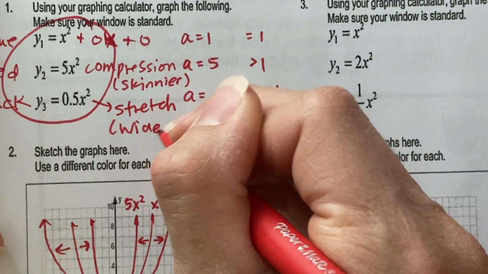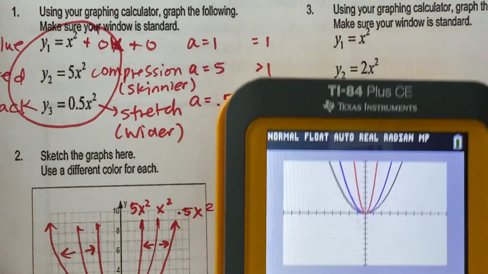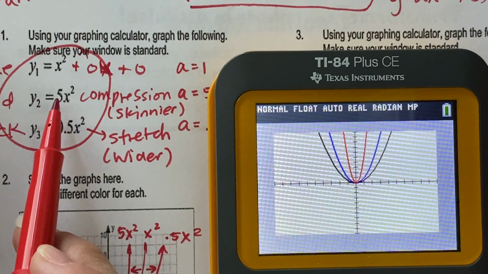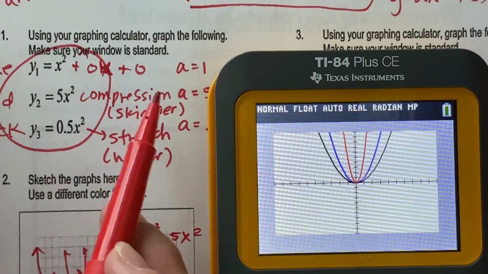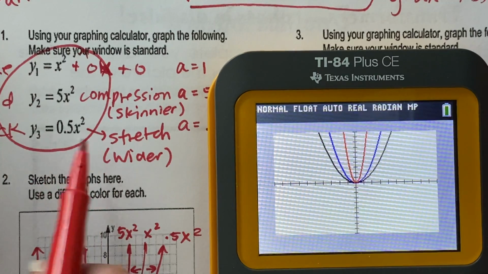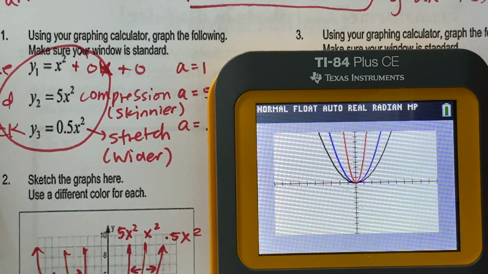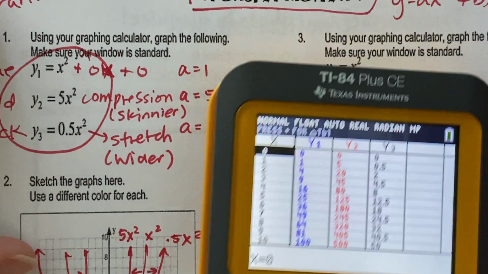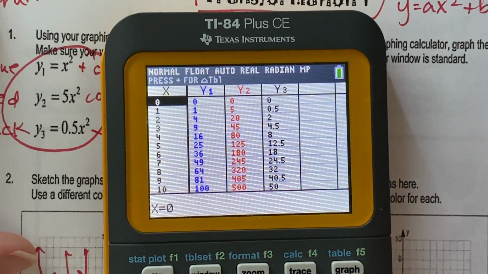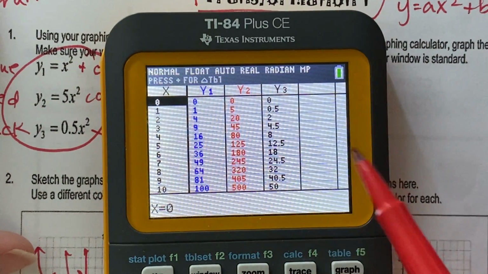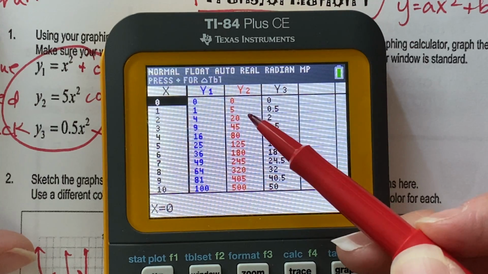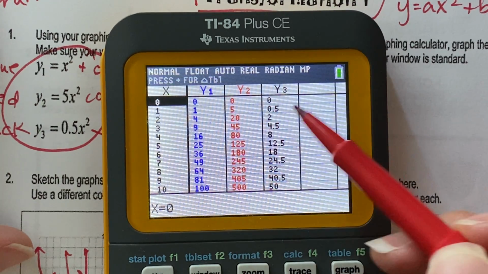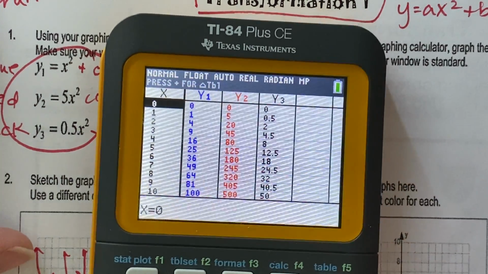So it got wider. You're like, well, that's weird, because why would a big number make it get skinnier or compress it and a small number make it stretch? Well, for that, let's look at the table. So your x is all over here. Your y1, remember, is x squared. Your y2 is 5x squared. Your y3 is 0.5x squared.